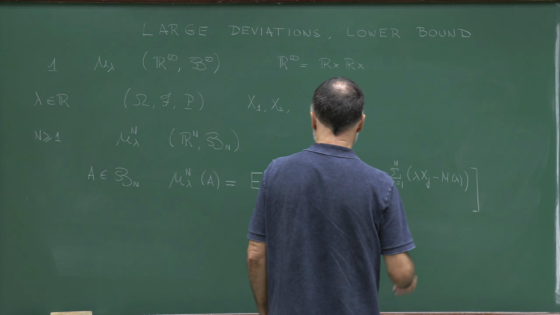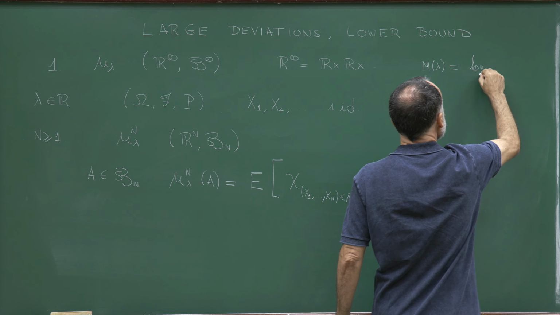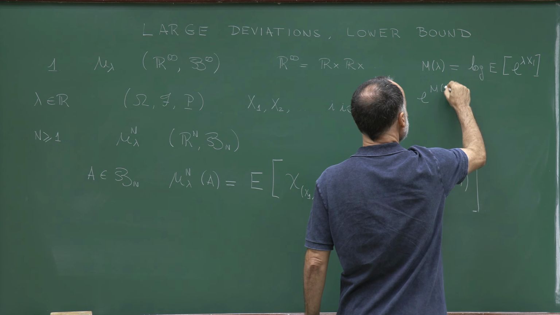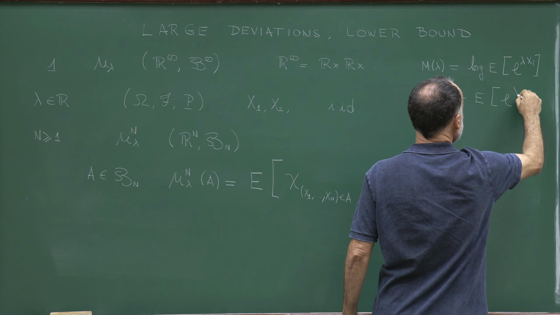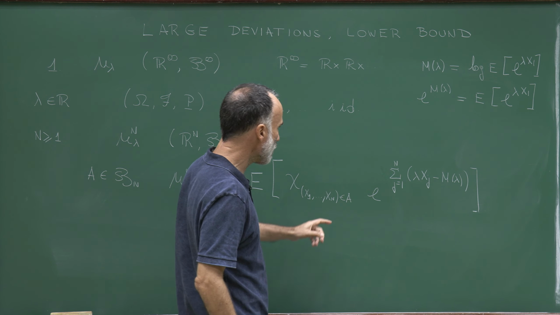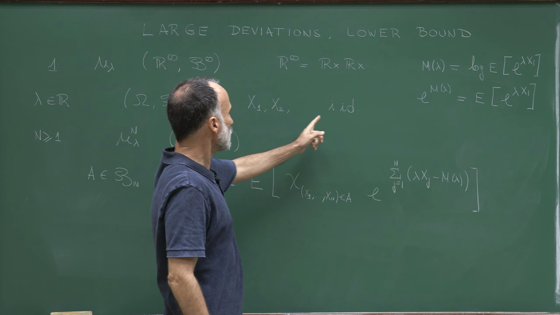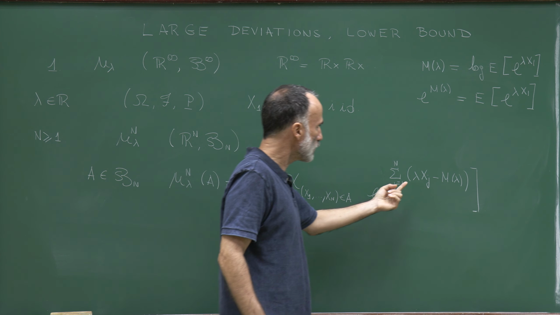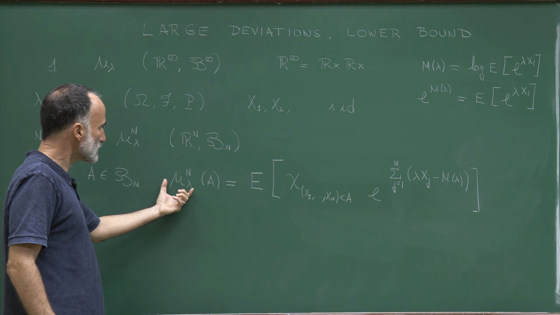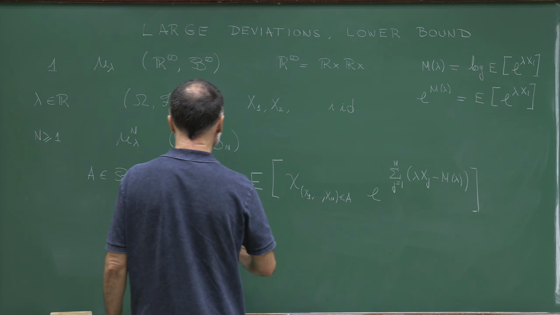Just remember that M of lambda is the logarithm of the expectation of exponential lambda x1, which means that the exponential of M of lambda is the expectation of exponential lambda x1. In particular, if you take A to be Rn, so the indicator is 1, what you have is the expectation of this exponential. Since the random variables are independent, this becomes a product, and the expectation of exponential lambda x1 minus M of lambda, by this identity, is just equal to 1. So indeed, the total mass of the measure mu n lambda is equal to 1. And I leave it to you as an exercise to show that mu n lambda is indeed a probability on this space.